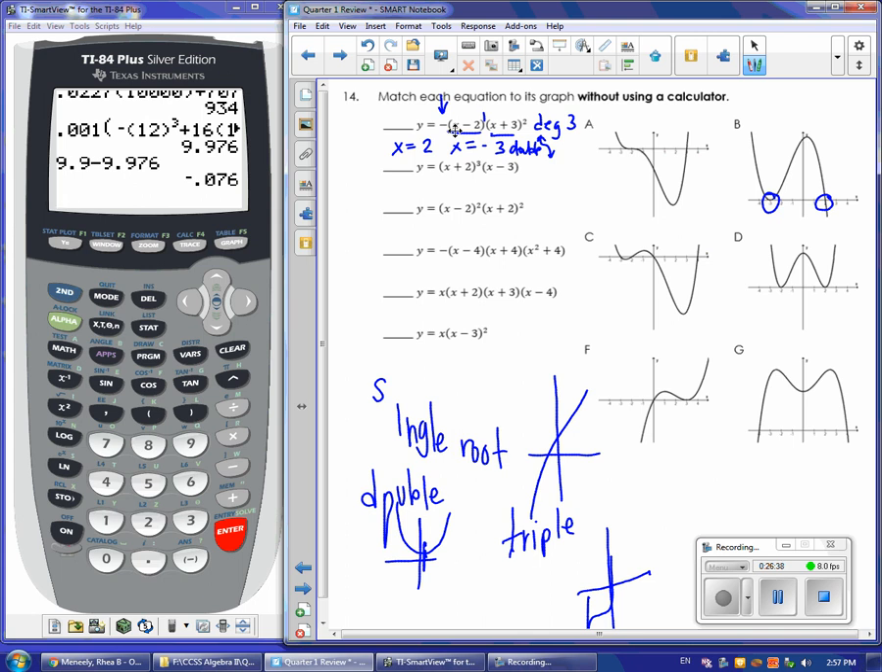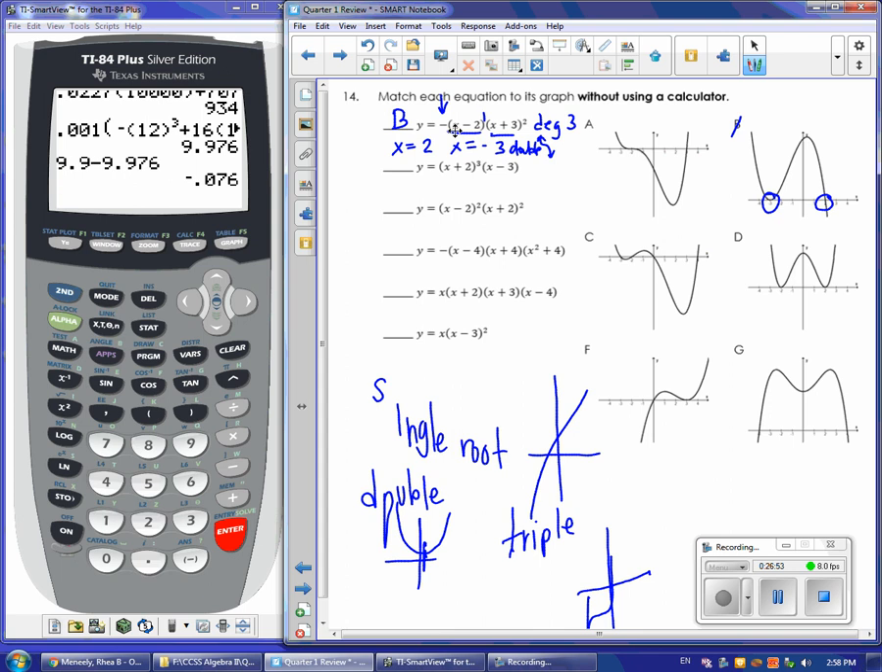So whether you're looking at the actual x-intercepts and their multiplicity, or you're looking at the long-run behavior of the graph, I can see either way that first equation is going to correspond to the graph of B. I'm going to go ahead and check it off. Let's take a look at the next one.